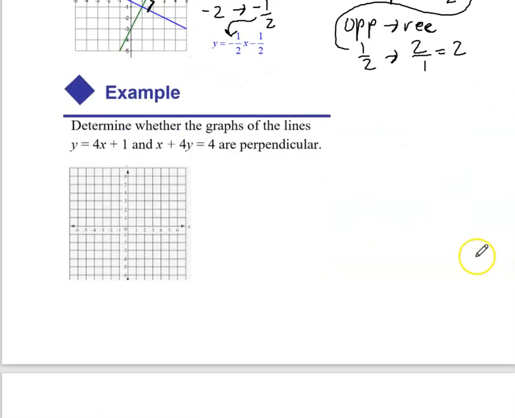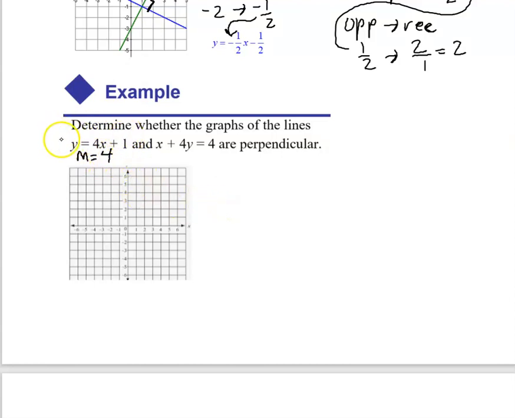So it says determine whether the graphs of the lines y equals 4x plus 1 and x plus 4y equals 4 are perpendicular. Okay, well, really you only worry about whether the slopes are opposite reciprocals. That's what we need to know. And right here we know that since this is y equals mx plus b, our slope is 4 on this one.